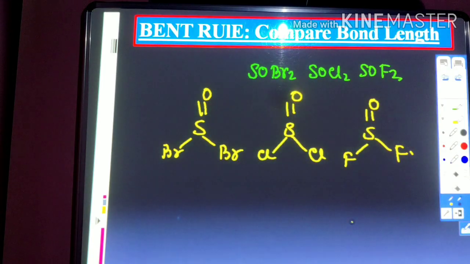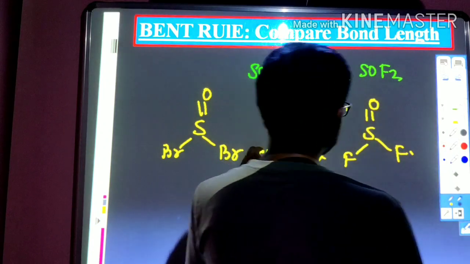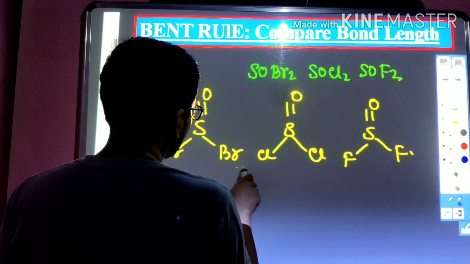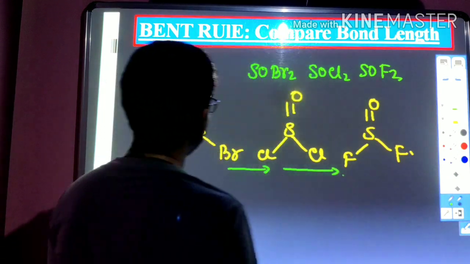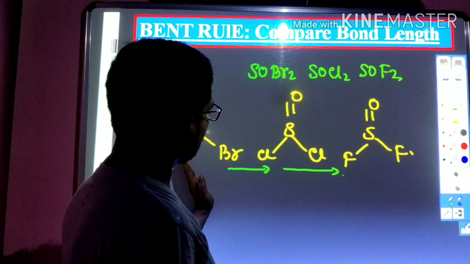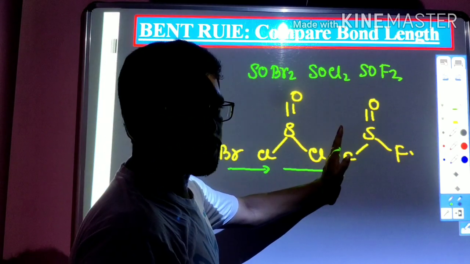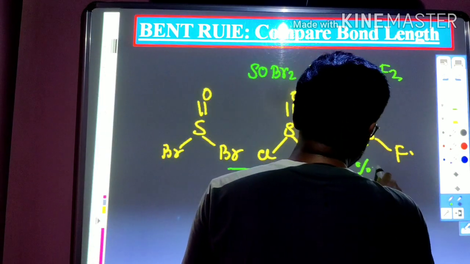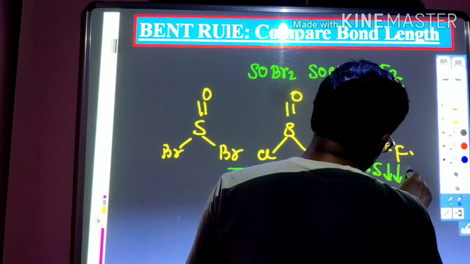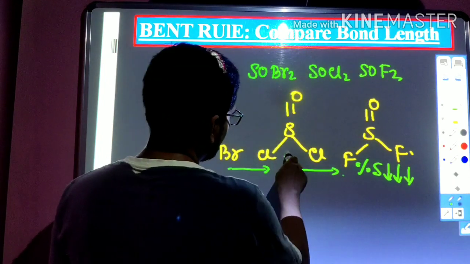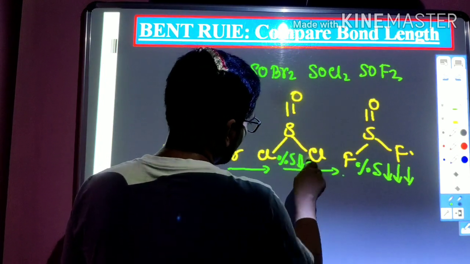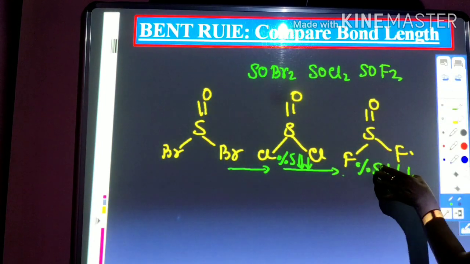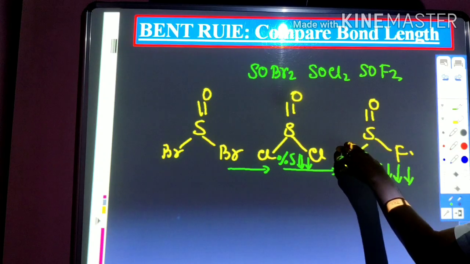Now see, bromine is replaced by chlorine, and chlorine is replaced by fluorine. So the electronegativity increases from here to here. That means the percentage of s character in the bond to the halogen decreases, and it will be very low for fluorine because it is the most electronegative element.